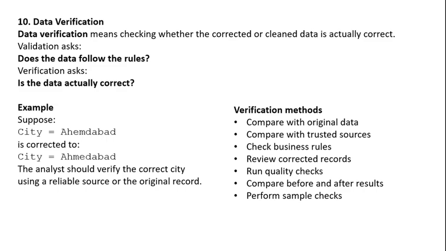And the tenth is data verification. Data verification means checking whether the corrected or cleaned data is actually correct. Validation asks whether the data follows the rules, and verification asks whether the data is actually correct. For example, suppose the city is Ahmedabad and the spelling mistake is corrected. After the Ahmedabad spelling is right, the analyst should verify the correct city using a reliable source or the original record.